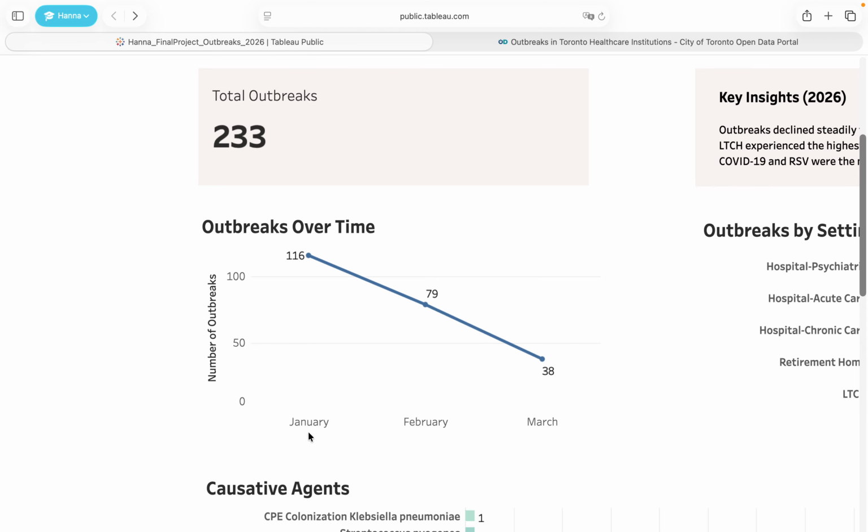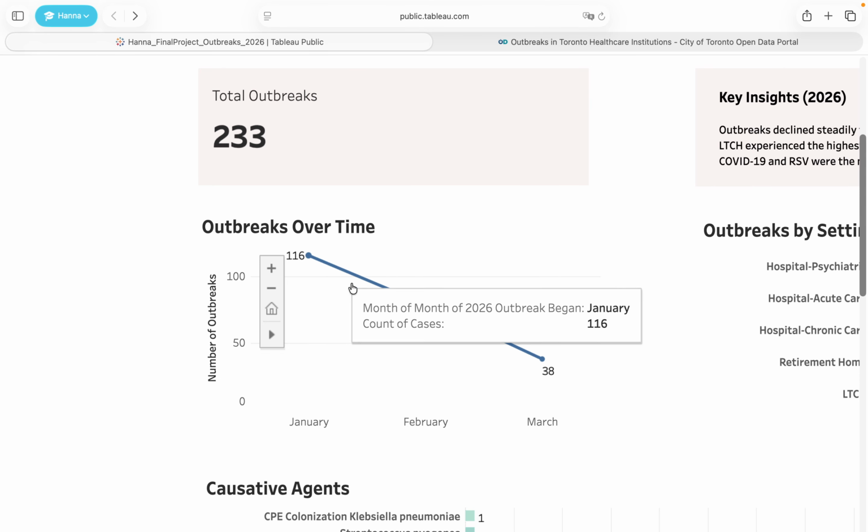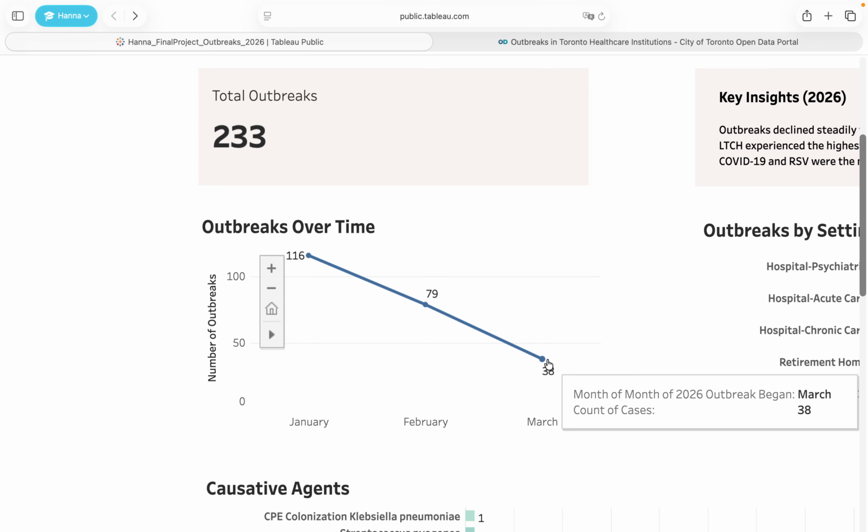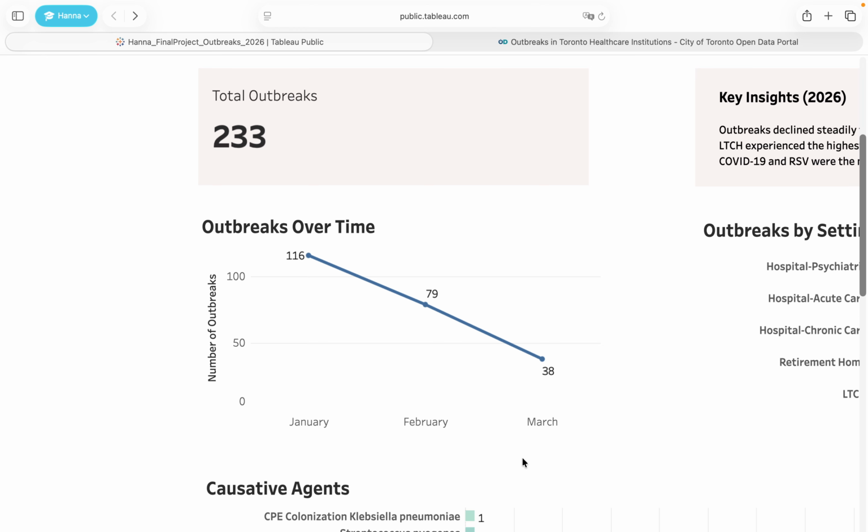The downward trend as we move into February and March may be influenced by several factors. These can include seasonal changes, outbreaks being brought under control, or strengthened infection prevention measures as institutions respond to the earlier spike.